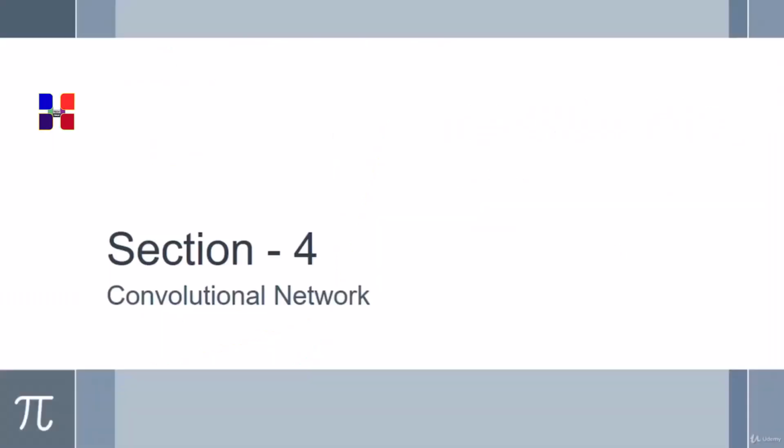Hello everyone, and welcome to section 4 on deep neural networks. In the previous sessions, we spoke about constructing a model, then refining a model. In this particular session, we'll talk about a specific type of neural network known as the convolutional network, specially used in image processing. And these are the broad topics that we'll try to cover.